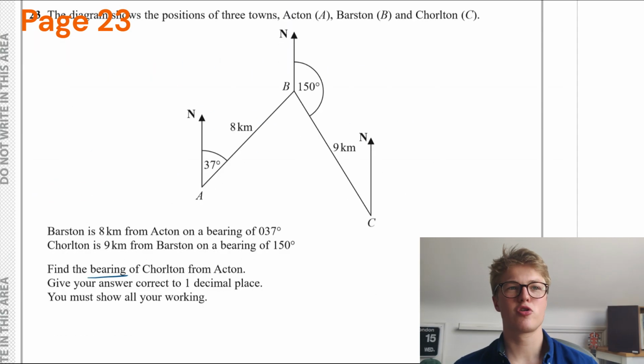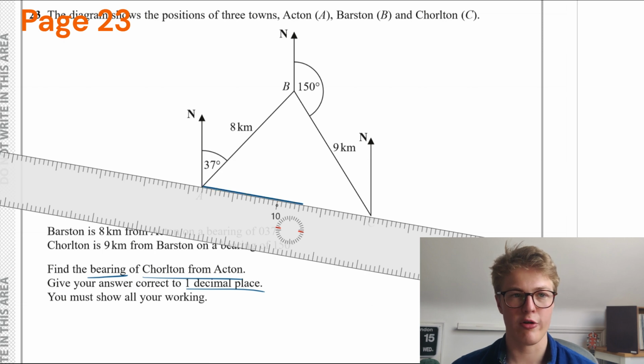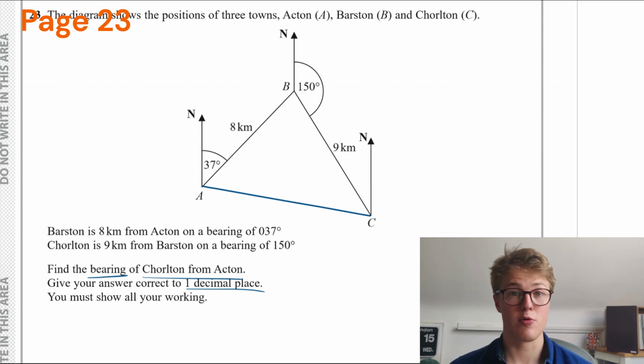The diagram shows the positions of 3 towns: Acton A, Barston B, and Chawton C. Barston is 8 kilometres from Acton on a bearing of 037 degrees. Chawton is 9 kilometres from Barston on a bearing of 150 degrees. Find the bearing of Chawton from Acton. Give your answer correct to one decimal place. You must show all your working.